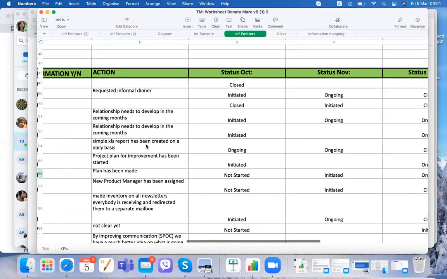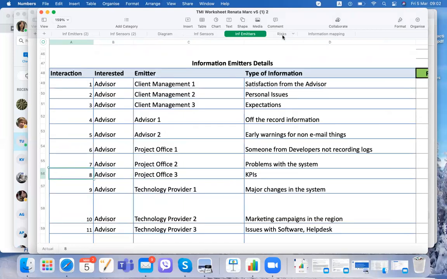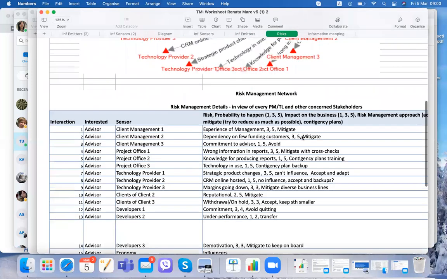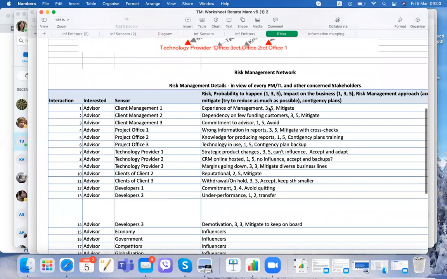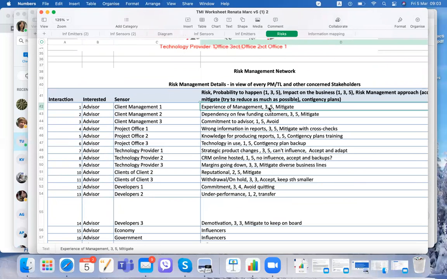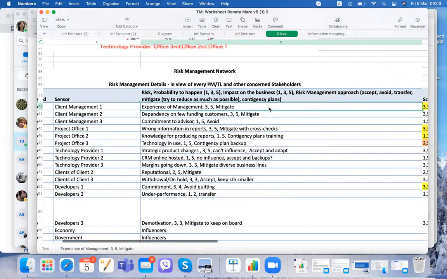Sometimes there are different statuses that they were using, but we can articulate which are the best, most useful ones. Then risks. So risks are also a must-have. Experience, for example: what is the risk with the client management role? He had very inexperienced customer management. They were new, young people who didn't have a lot of people skills, for example. And he assessed that risk immediately at a level of 3 probability to happen. And what is the impact on the business? It's 5. It may disrupt the entire business.